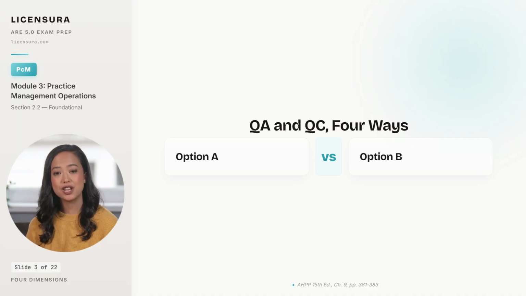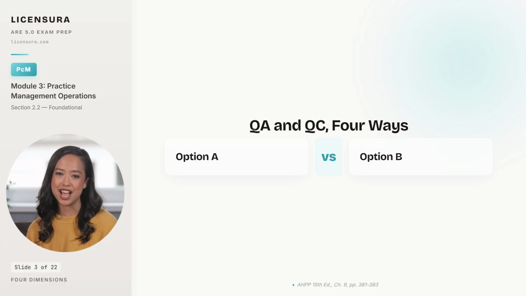On focus, QA is about prevention, designing the process so the error never enters the work in the first place, while QC is about detection, finding the error in the work after the fact. On timing, QA operates before or during production, while QC operates after production. On nature, QA is proactive and systemic, applying to every project the same way, while QC is reactive and instance-specific, applied to a particular drawing set on a particular day.